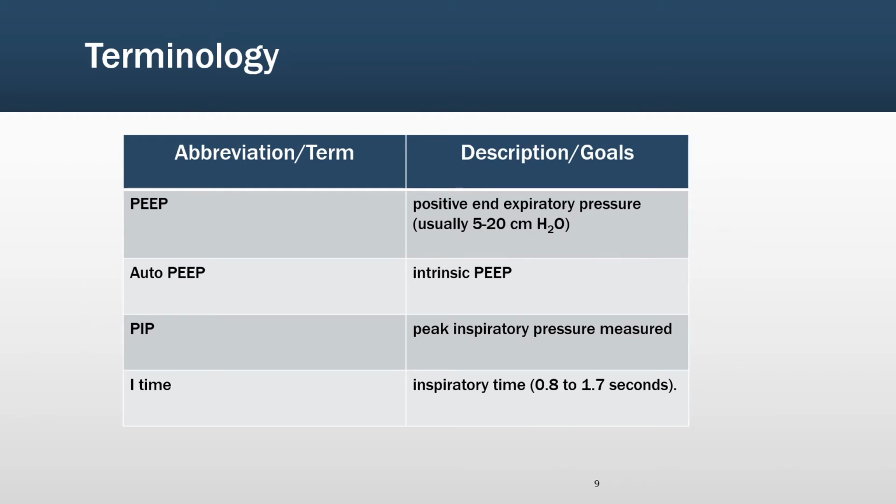PEEP is positive end expiratory pressure and is usually set between 5 and 20 centimeters of water pressure. Another term used is also extrinsic PEEP. Auto PEEP is intrinsic PEEP, so that's the PEEP that comes about physiologically. PIP is peak inspiratory pressure measured. I time is the inspiratory time and is typically 0.8 to 1.7 seconds.